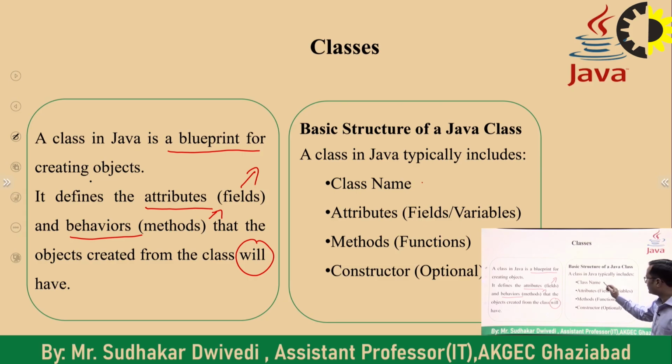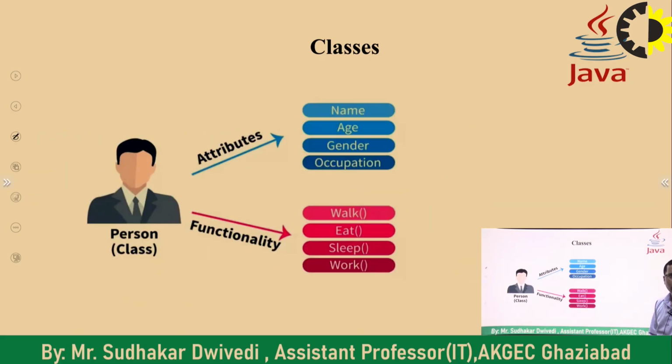We use the class name first, and in the class there are attributes, meaning fields or variables. There should be a method and a constructor. Suppose there is a person, and we want to represent a person as a class in Java programming. Everyone has some attributes and some functionality. I can define an object as any real world thing that has some attributes and some functionality or properties.